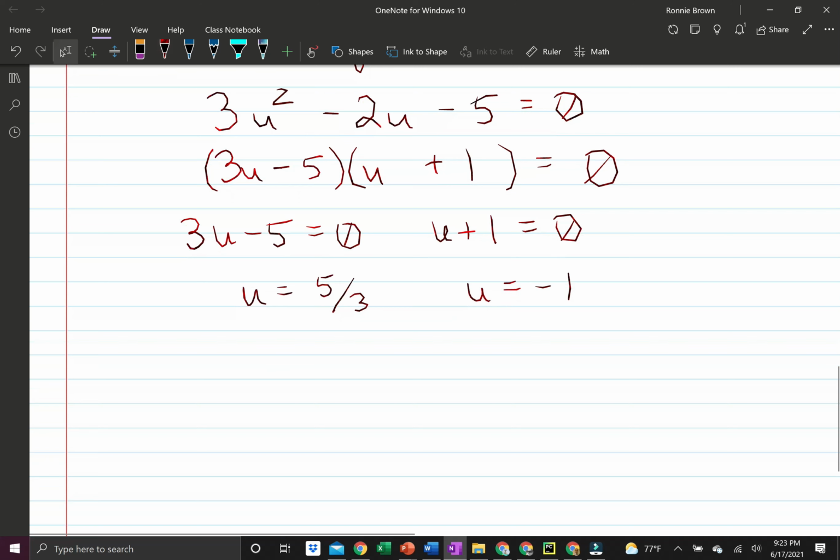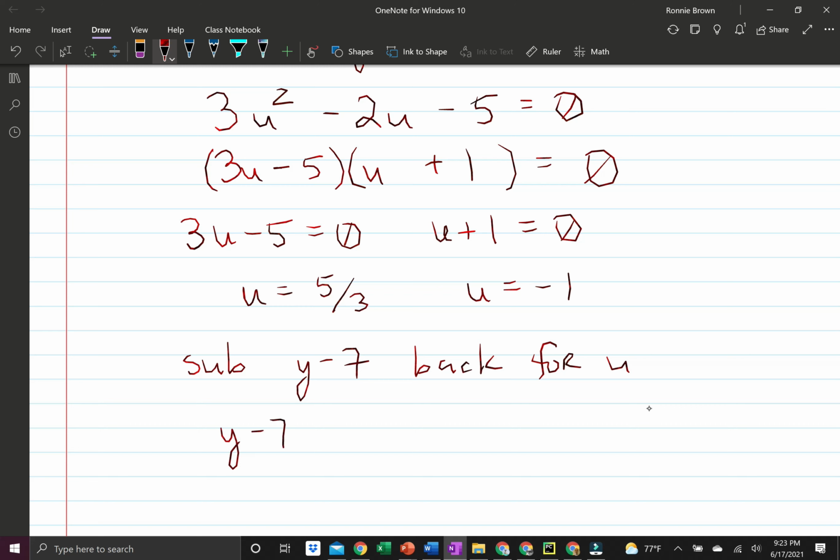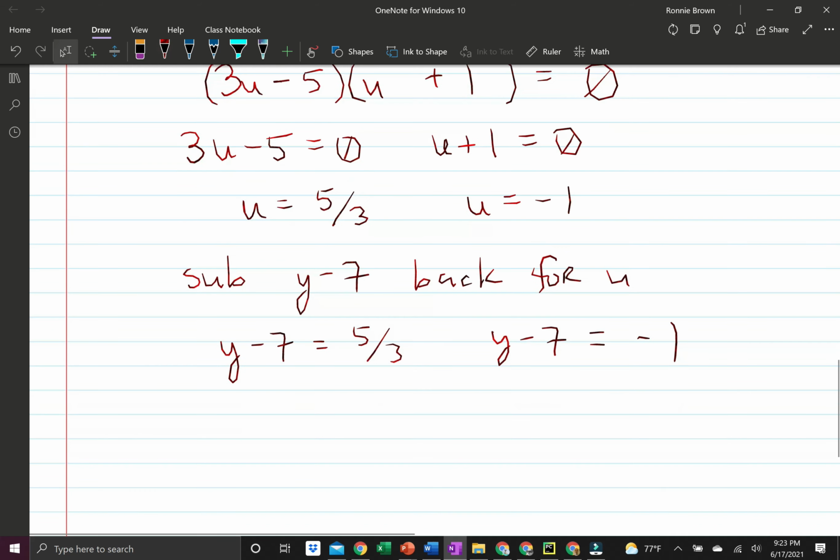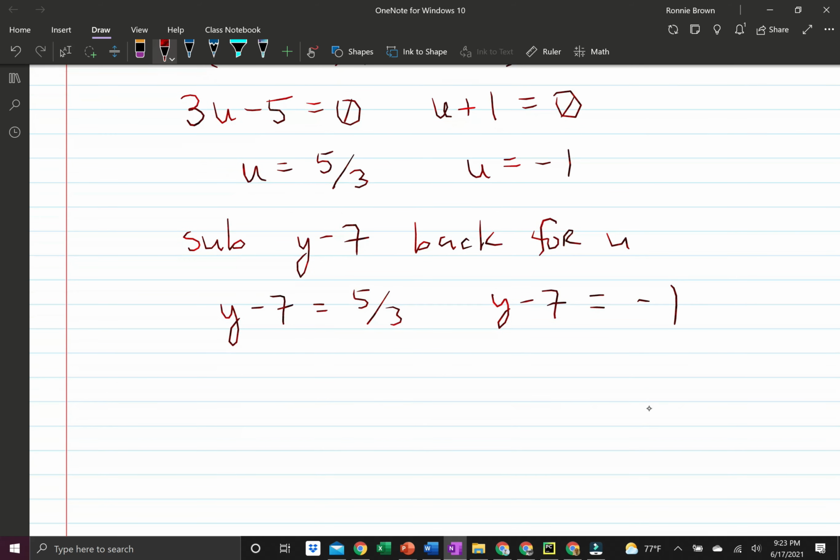And then lastly, we'll sub that y minus 7 back for u. So y minus 7 equals 5/3, and y minus 7 equals -1. Here it's just a matter of going ahead and solving for y. We're going to add 7 to both sides.